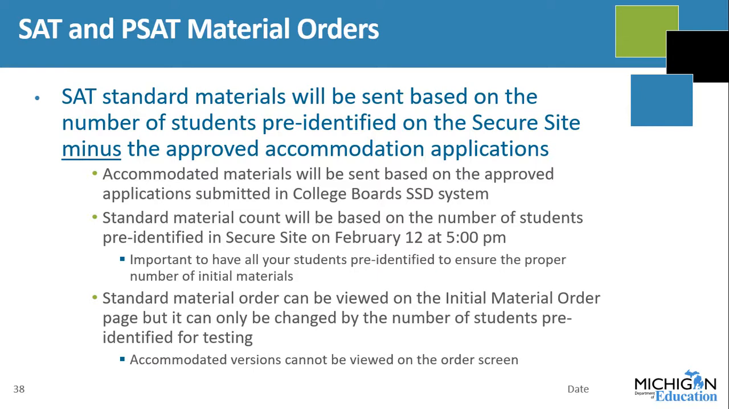College Board will subtract the number of accommodated orders from the standard material order once they have received the order after February 12th. It is important to ensure that every student that is enrolled on February 12th has been pre-identified to ensure that you get the right amount of testing materials for the initial day of testing.